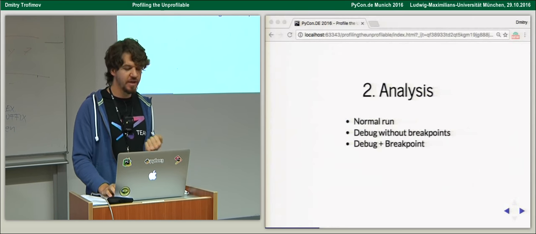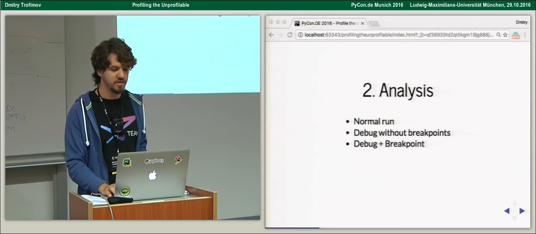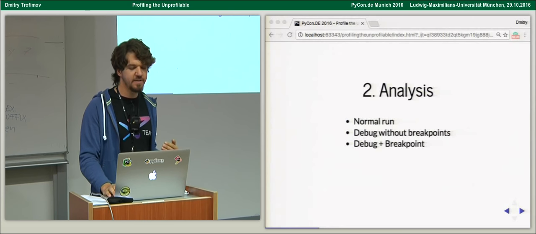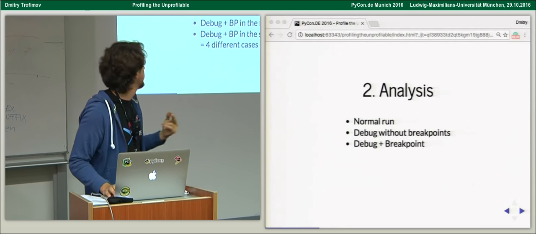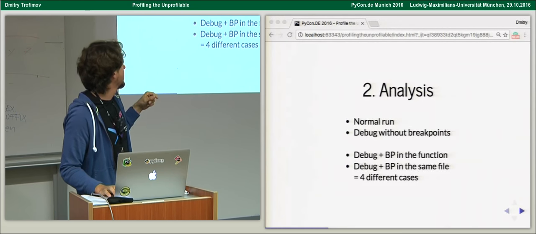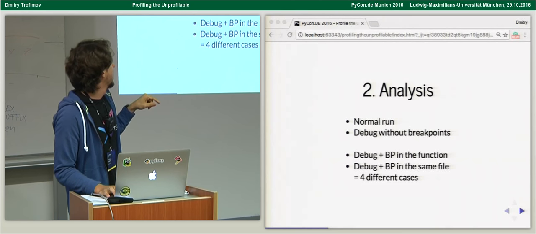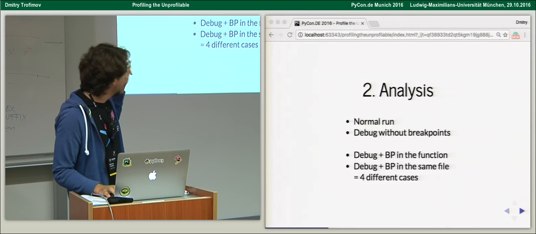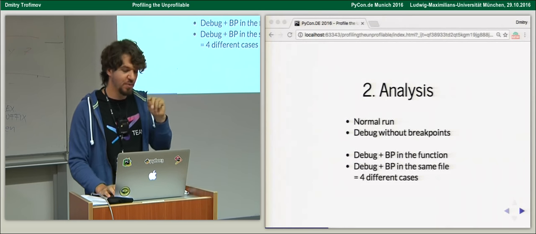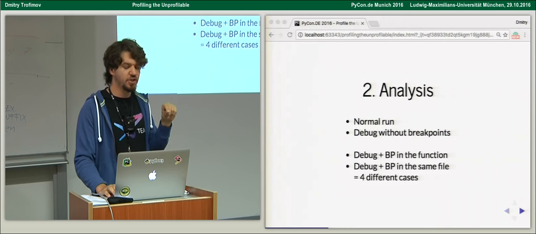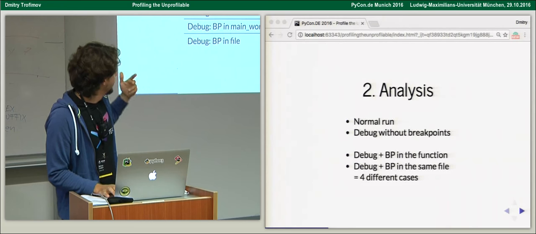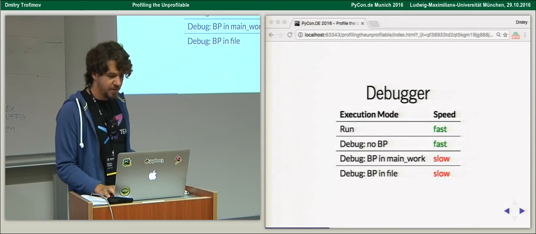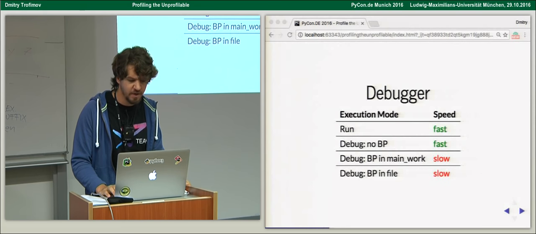And here we have 3 cases: normal run, debug without breakpoints, and debug with breakpoint. And actually, if we continue our analysis, we will see that the third case is actually 2 cases, because the breakpoint can be inside the function that you debug, or it can be not in the function, but somewhere in the same file, and that also affects performance somehow. So even if we put the breakpoint in the same file, but not in that function, still it works very slow. So these are our 4 cases, and the first 2 work fast, and the third and fourth have unacceptable performance.